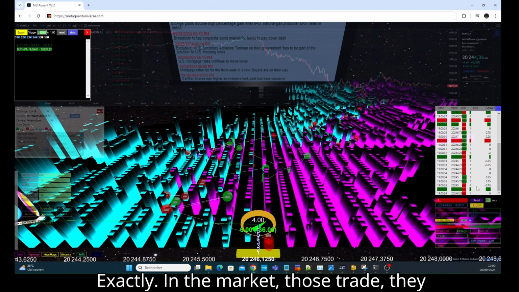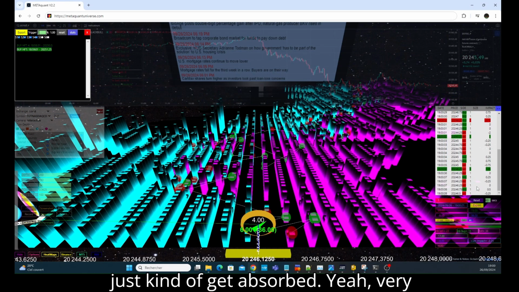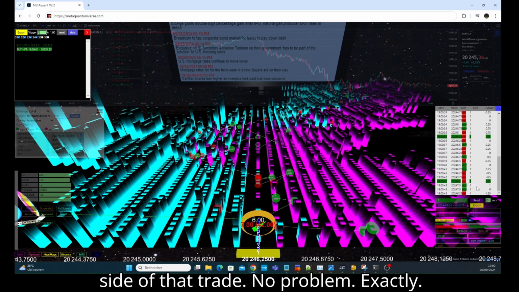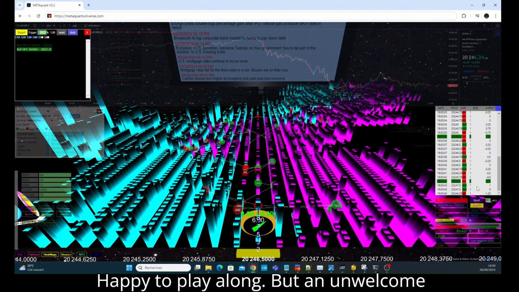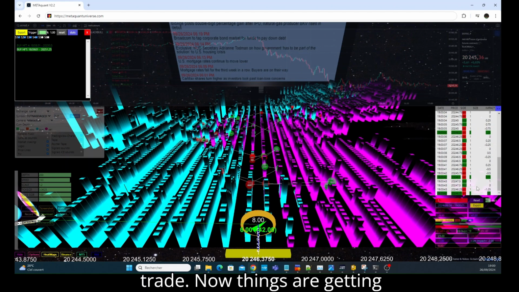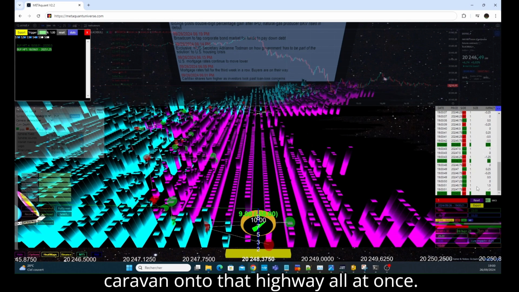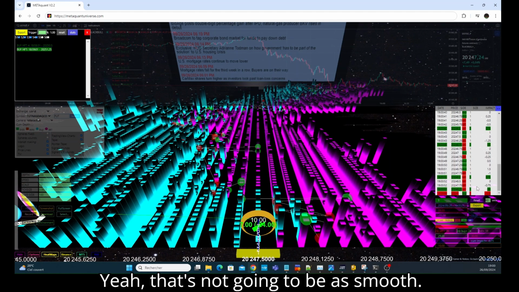Exactly. In the market, those trades just kind of get absorbed. Yeah. Very little price impact. The market maker's like, yeah, sure, I'll take the other side of that trade, no problem. Exactly. Happy to play along. But an unwelcome trade, now things are getting interesting, right? Now you're talking. It'd be like trying to merge a whole caravan onto that highway all at once. Yeah, that's not going to be as smooth.